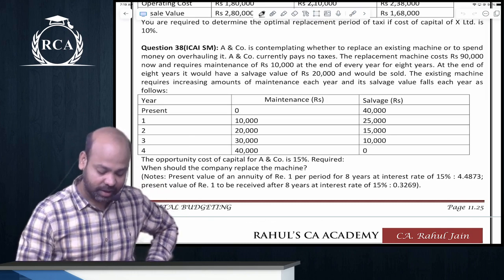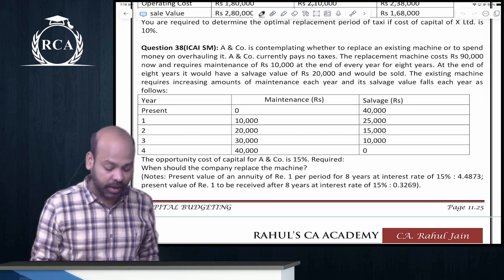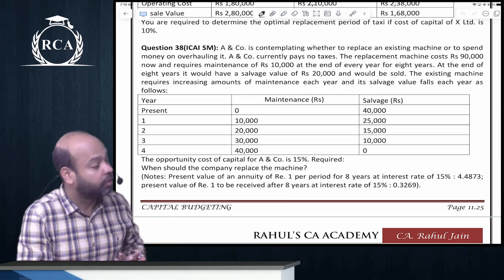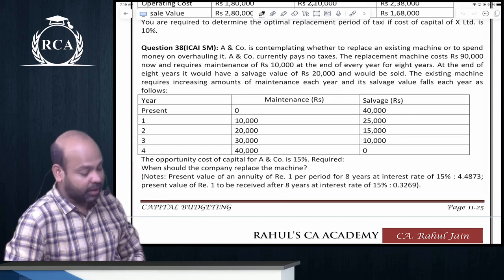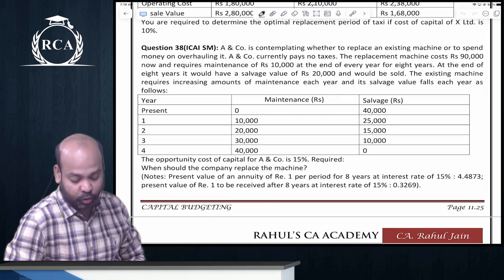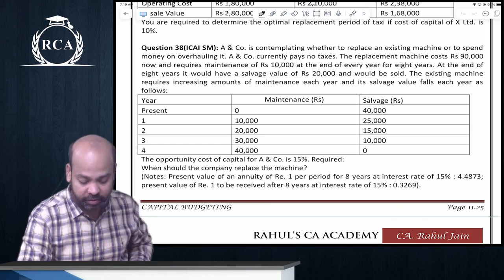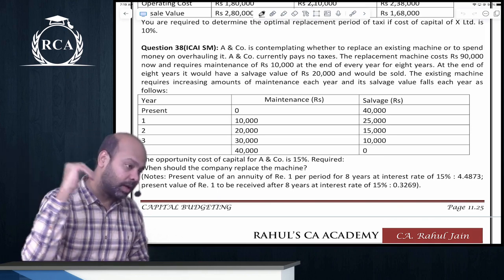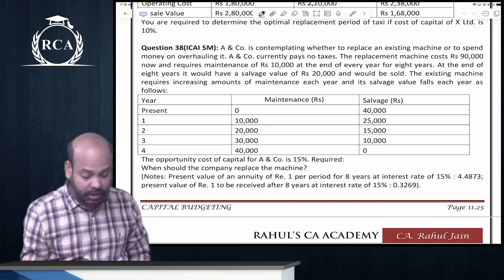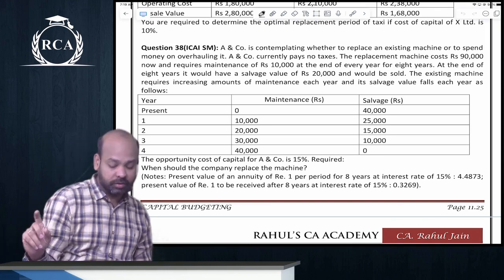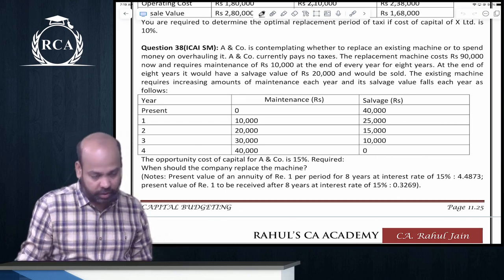A and Co, beta, currently pays no taxes. The replacement machine costs rupees 90,000 now and requires maintenance of rupees 10,000 at the end of every year for 8 years. At the end of 8 years, it would have a salvage value of rupees 20,000 and would be sold. These are all the details of the new machine, guys. Whenever you're going to buy the new machine, does not matter now, after a year, after 2 years, after 3 years or such, guys, it is going to cost you 90,000 rupees. Every year you will have to incur a maintenance cost of 10,000 and you will get a salvage value of 20,000 rupees at the end of 8 years.